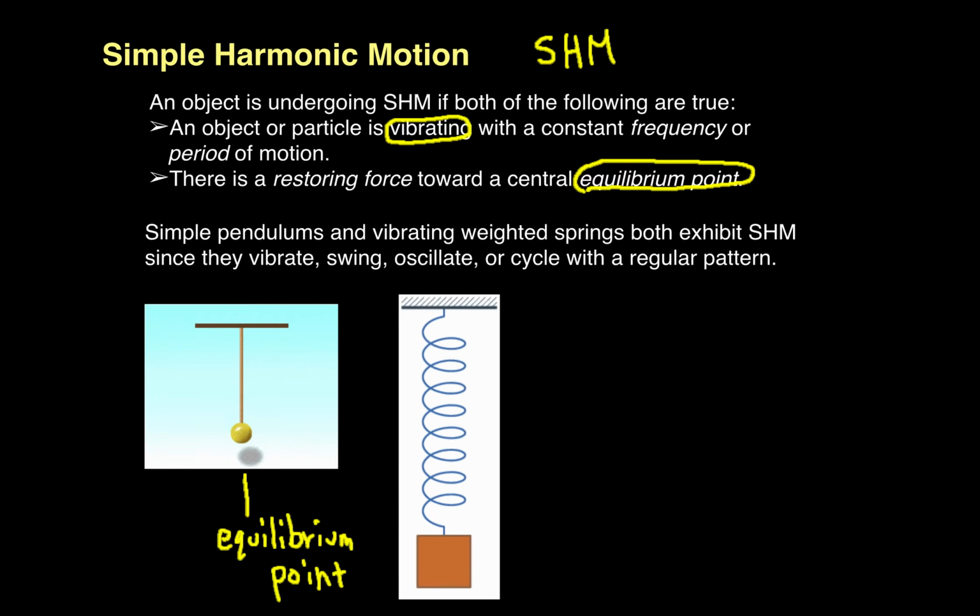A spring system is when you take a spring and you put a mass on the end and then you pull it. As a result of the pull, the spring pulls the mass back and forth, up and down. The center point for the spring, where it would sit if it were not compressed or stretched, is called the equilibrium point.